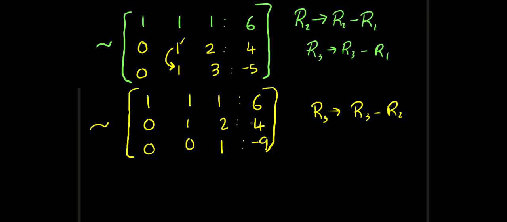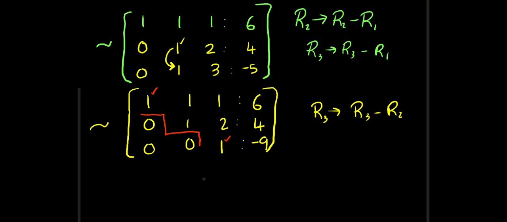Okay, now look at this. We already reached echelon form. If you want to confirm, it's very easy. The first element is 1. All the elements beneath 1 are equal to 0. The first non-zero element in the second row is 1, and all the elements beneath that 1 are equal to 0. The first non-zero element in the third row is 1, and there are no more elements beneath that 1. That means we have reached the echelon form.